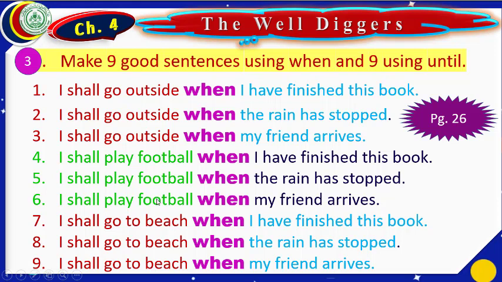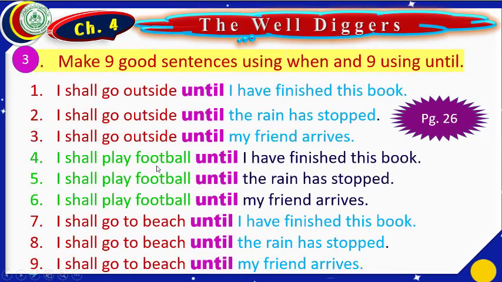I shall show you 9 more sentences. You will see all of them are written in the same way, only the difference is that instead of when, until is used. Let us see the next 9 sentences. Yes, students, you can see here in the previous 9 sentences there was when, and in these 9 there is until. All are the same, made in the same way as they were made by using when. Dear students, this was exercise 3. In this exercise, we learned to make 9 good sentences by using when and 9 good sentences by using until with the help of the given table.